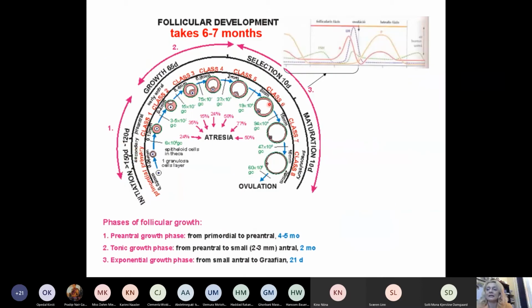You will learn later in gynecology and also in physiology, it's even more detailed how this whole follicular development is happening. And just remember the dates: we have the pre-antral growth, from primordial to pre-antral follicles. This takes the longest time, 5 months. Then from pre-antral to small antral follicles, 2 more months. And then the exponential growth phase from antral to Graafian, the biggest antral follicle, is again approximately 3 weeks.